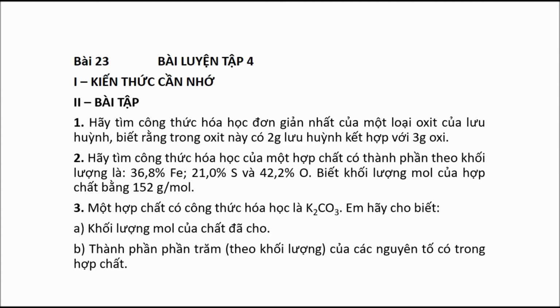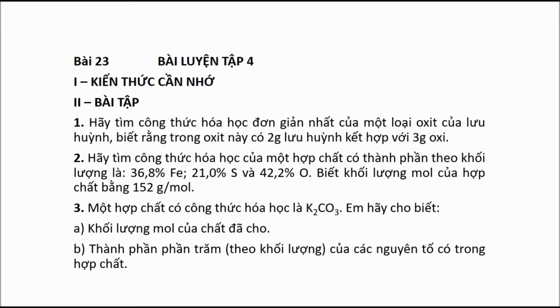2. Exercises. 1. Find the simplest chemical formula of a sulfur oxide in which 2 grams of sulfur combines with 3 grams of oxygen. 2. Find the chemical formula of a compound which has the mass percent of its elements as follows: 36.8% of Fe, 21.0% of S, and 42.2% of O. The molar mass of this compound is 152 grams per mole.